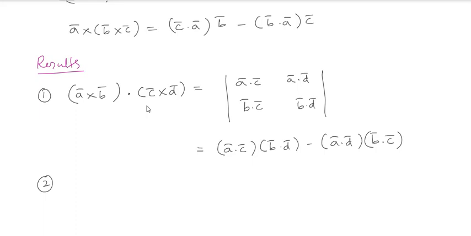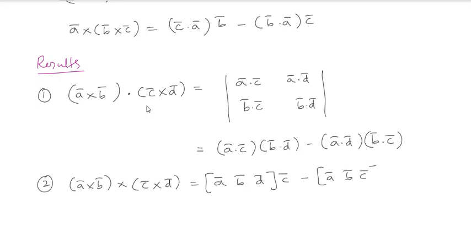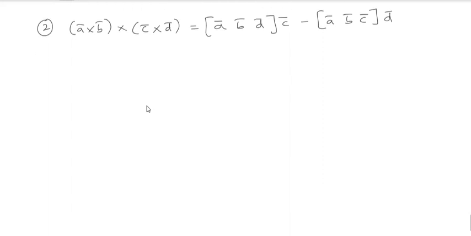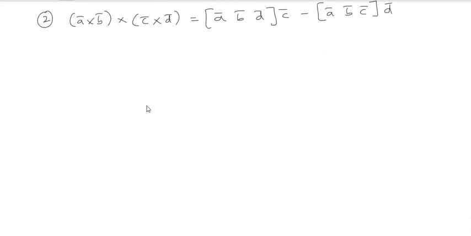Then one more result you can mention here, which is A bar cross B bar cross C bar cross D bar, represented as A bar B bar D bar into C bar minus A bar B bar C bar into D bar. Clear with my point? So this is the part of that criteria. So now let me take the next condition.